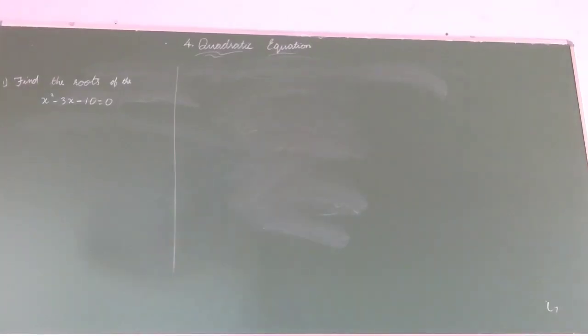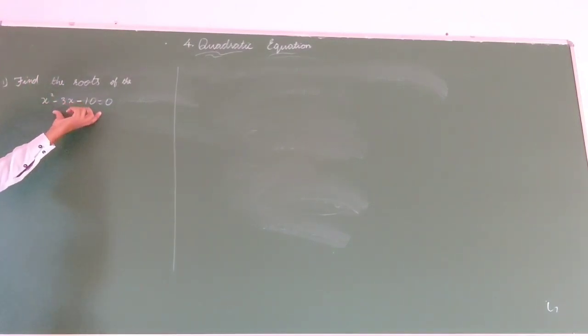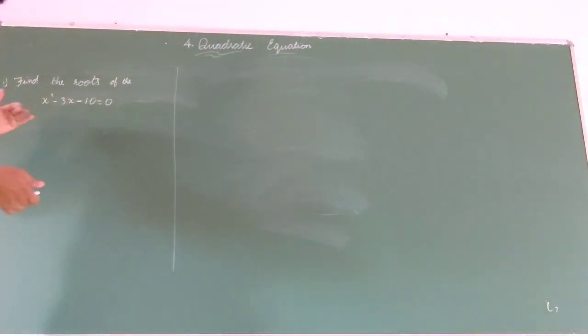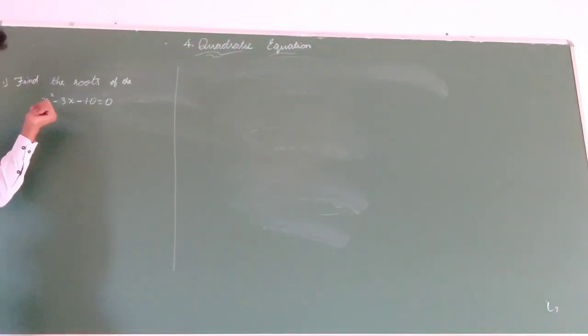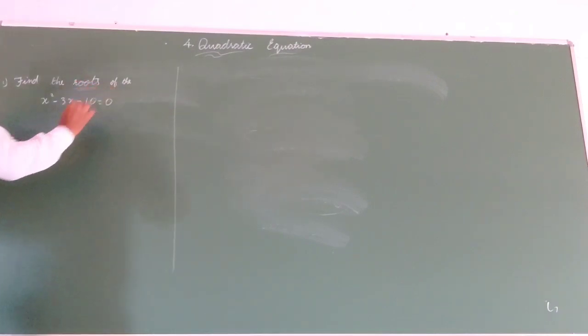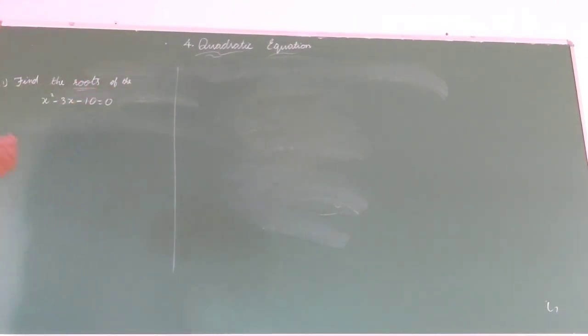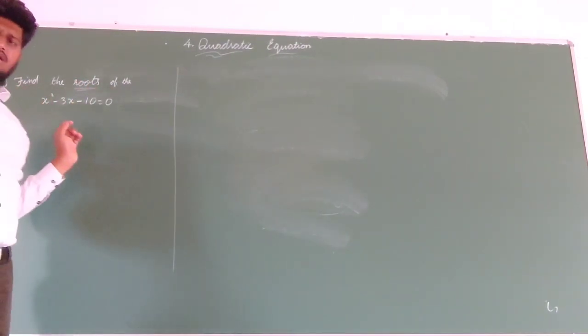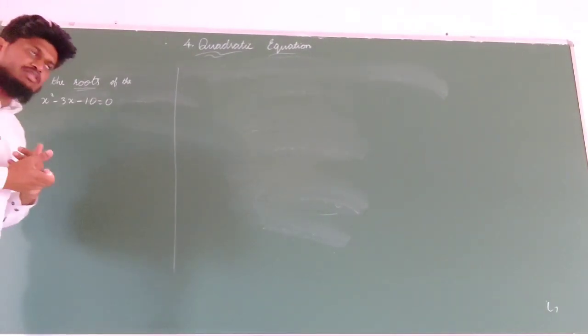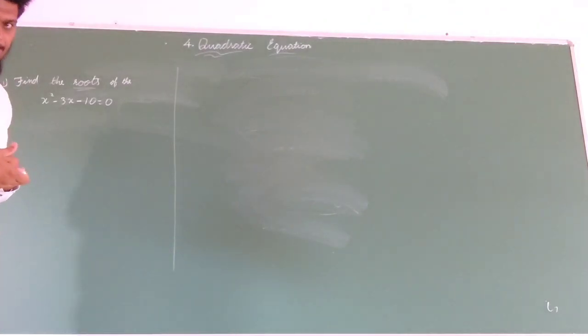Okay, students, let's start. Find the roots of the given equation. It's a quadratic equation, right? The previous topic was what a quadratic equation is and what its general form is. Now we are going to find the root, the solution. That is, for what value of x it will become 0. This is the root. There are 3 different methods to solve a quadratic equation. The first one is the factorization method, the second is the quadratic formula, and the third is the completing the square method.